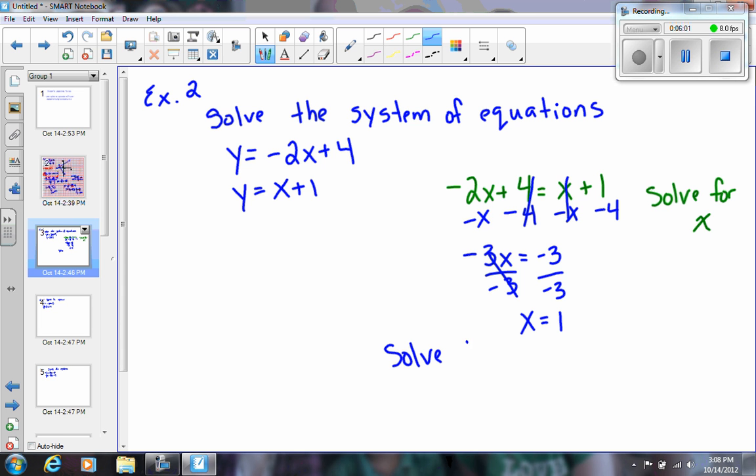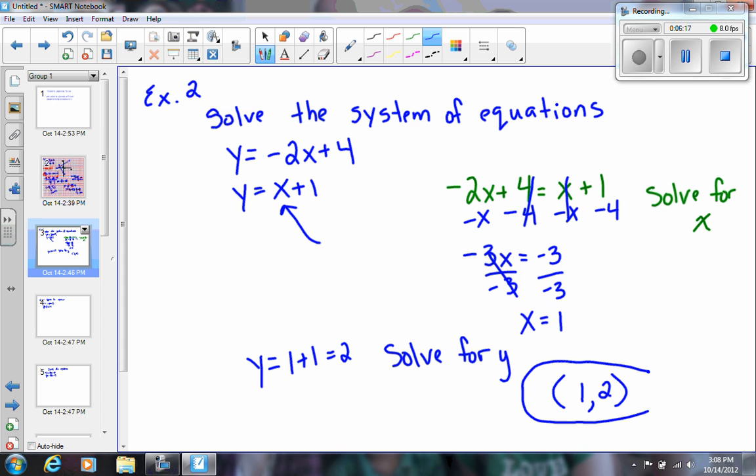So remember, to solve for y, I substitute this value into either equation. I'm going to put it into the second one. So I get y equals 1 plus 1, which is 2. So my solution is the point 1, 2. And that is the solution to the system of equations.